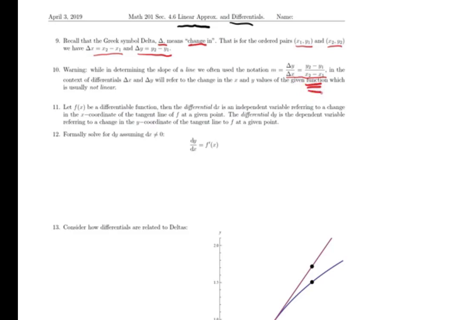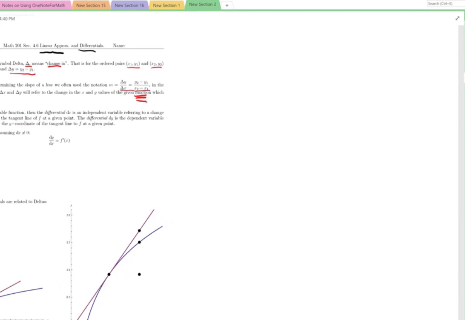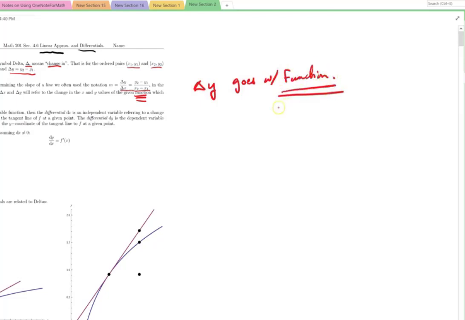So we're still going to have a tangent line approximation here that we're dealing with, and it's important that you associate delta x and delta y. Let me be just slightly more careful. Let me just say that delta y goes with the function, whereas what we'll talk about, the differential y, goes with the tangent line. Okay. So that's a review of our delta notation.